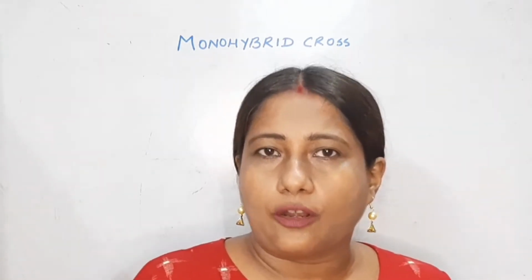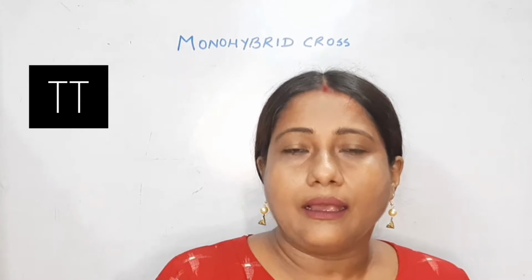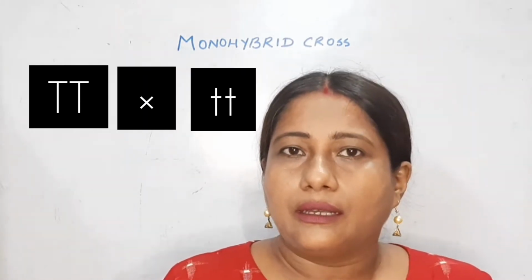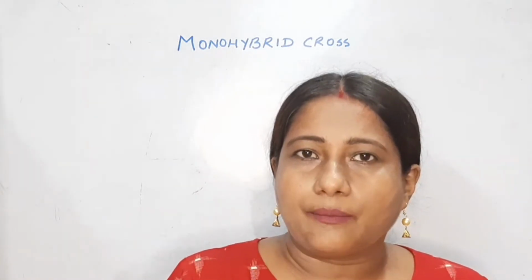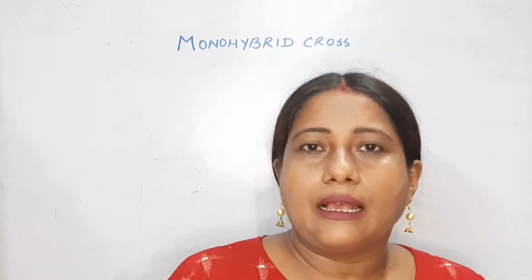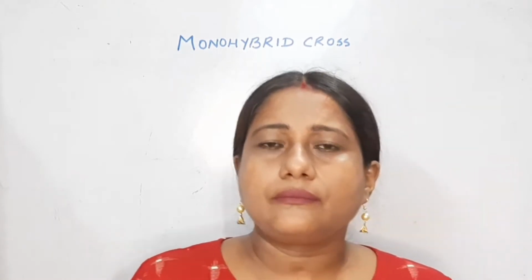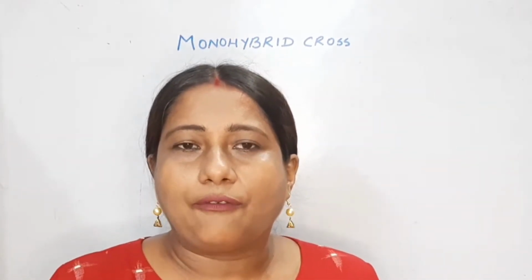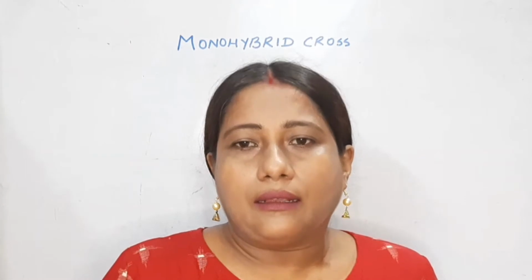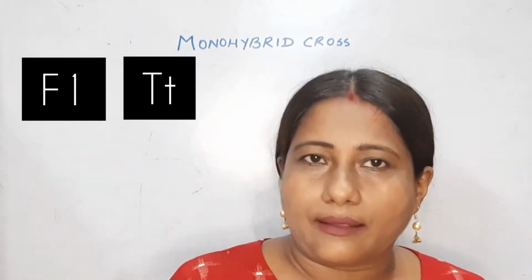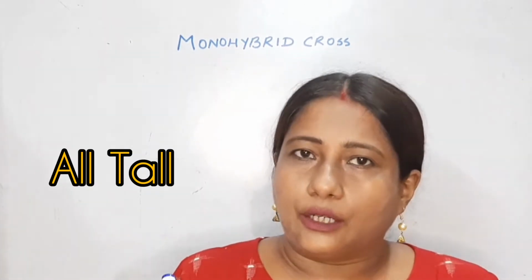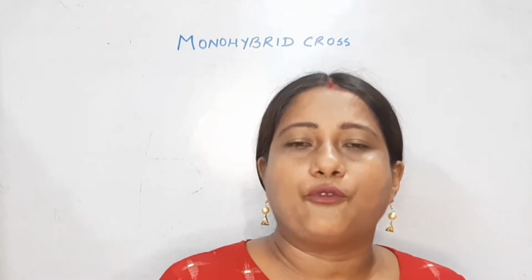he has taken a homozygous tall plant and crossed it with a homozygous recessive dwarf plant. He mainly did these crosses by the emasculation or bagging method. Now after performing this cross, all the F1 generation, that is the first filial generation, were tall plants. That means the dwarf plants were not visible in the F1 generation.